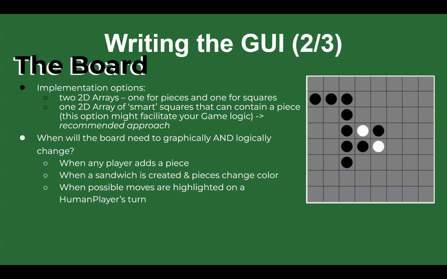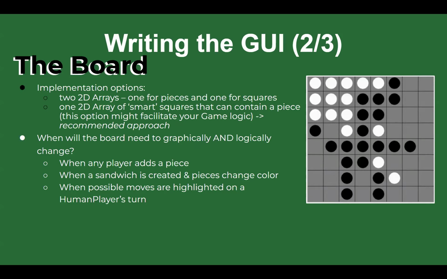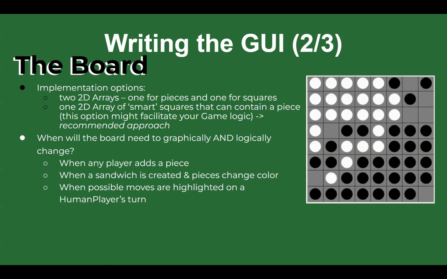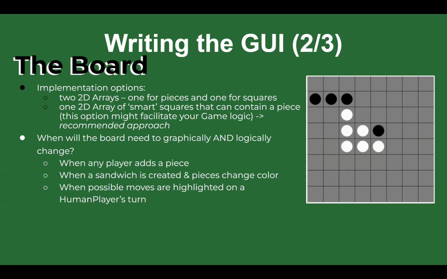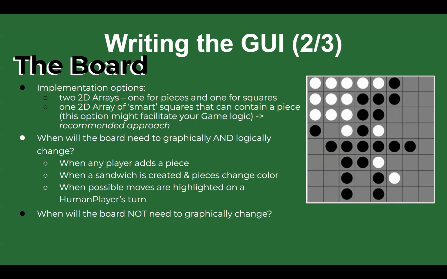And that happens when it's the human player's turn. You need to figure out which moves are allowed. Basically, you're only allowed to make a move that would sandwich an enemy piece. So the first thing you want to figure out is which moves will sandwich an enemy piece, and then you can highlight those as valid moves for the human player. When does the board not need to change graphically?